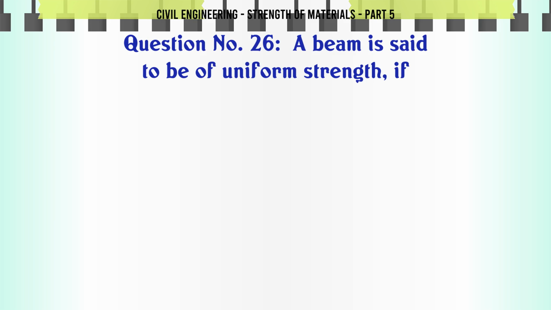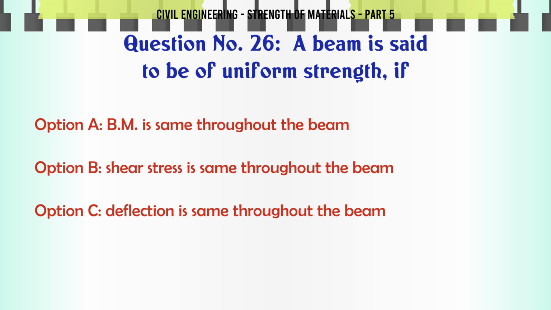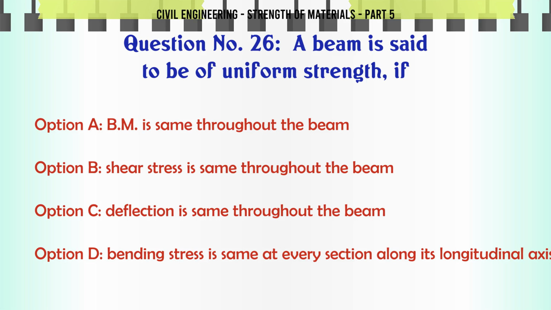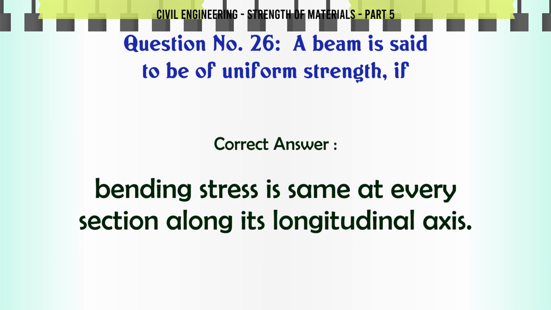A beam is said to be of uniform strength if A. BM is same throughout the beam, B. Shear stress is same throughout the beam, C. Deflection is same throughout the beam, D. Bending stress is same at every section along its longitudinal axis. The correct answer is bending stress is same at every section along its longitudinal axis.